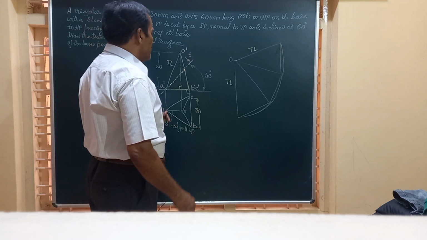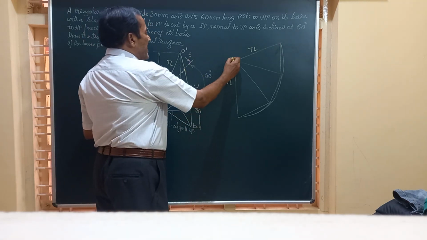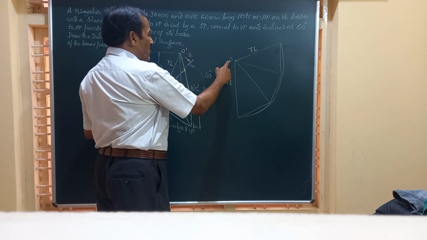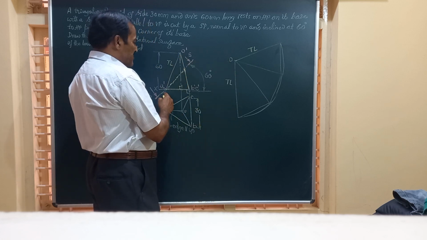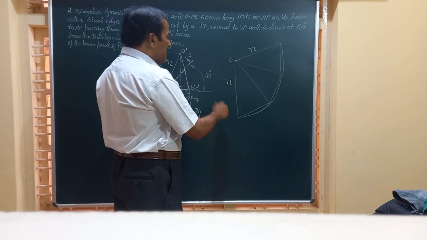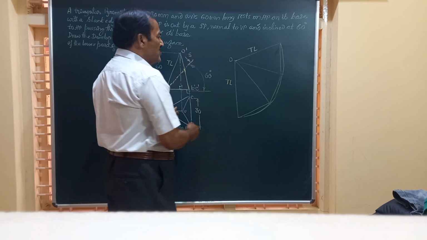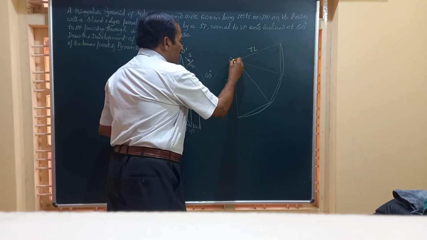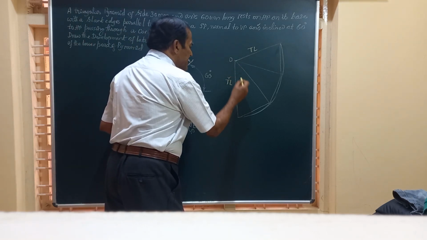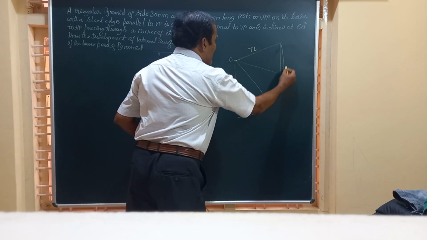Now friends, what do we do? We take O dash, the vertex here, as O and mark the true length which is equal to O dash A dash. And here friends, I told you, you have to commence the development from OA only. So taking O as center and true length as radius, I am going to draw an arc.